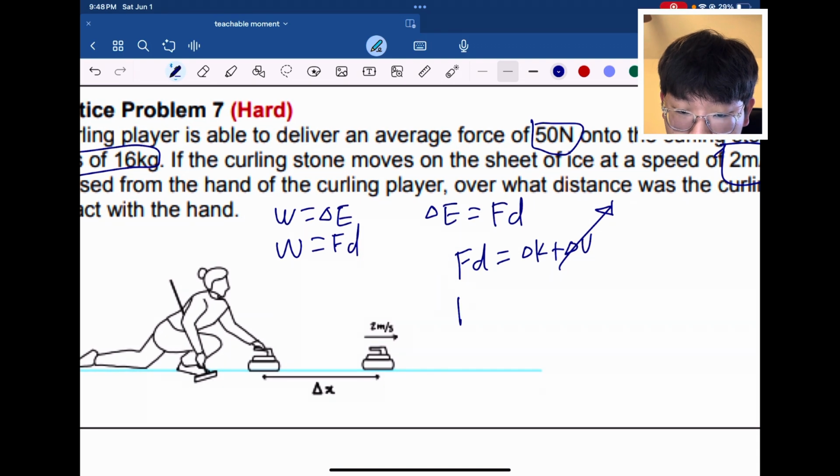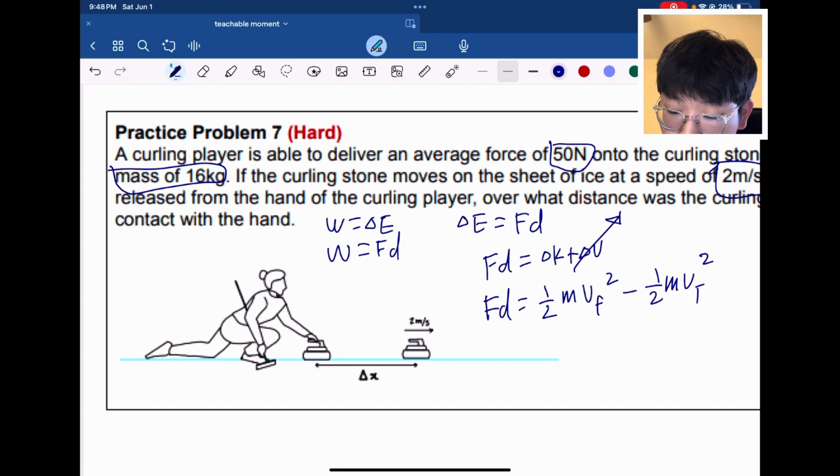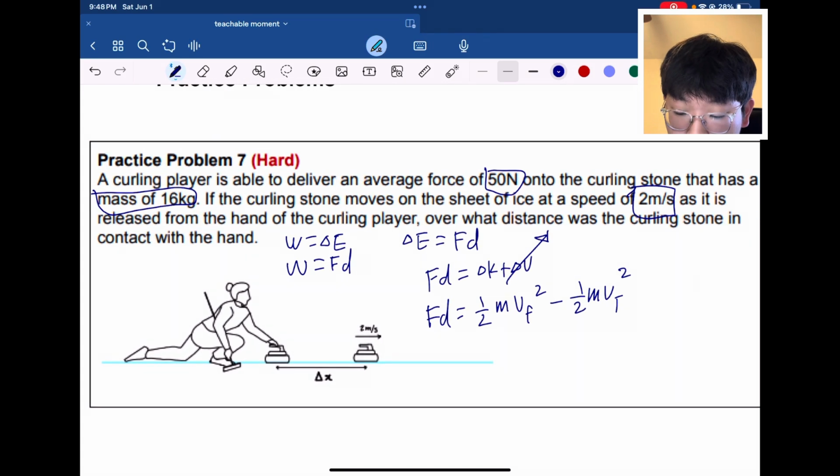So force times distance is 1/2 mv final squared minus 1/2 mv initial squared. Let's say the beginning of the system is where everything was stationary, and the final state is when the curling stone moves at a speed of 2 meters per second. This means there's going to be no initial velocity.